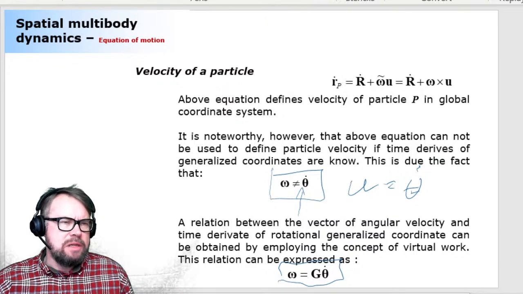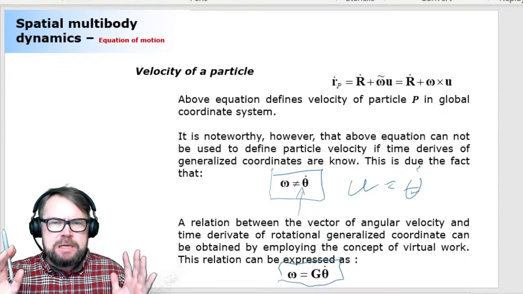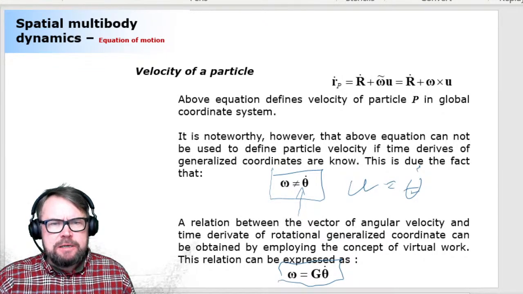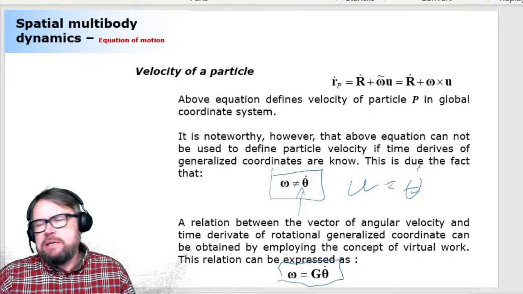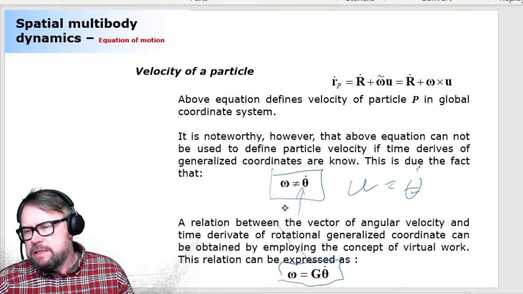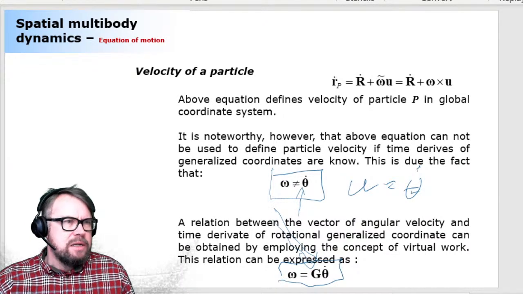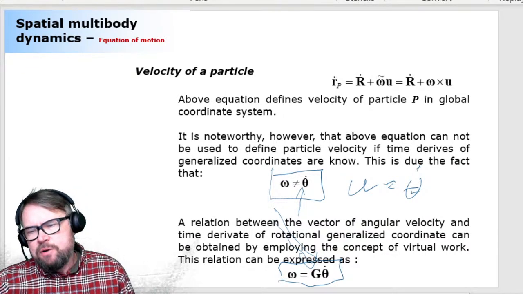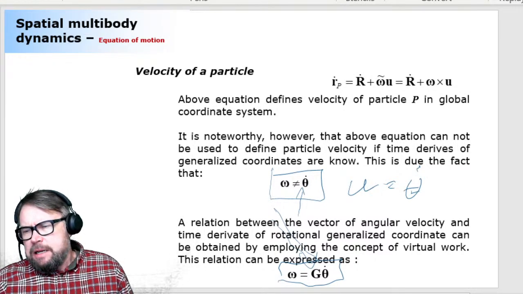How you can do that in detail, I have put in writing in the lecture notes, so you can take a look at that. But basically it comes from employing a concept of virtual work. It is a very complicated story, and maybe I'm unable to express it in short. But we do need this T matrix. T is something that maps generalized coordinates and angular velocity. Very important. And it's also very important because of a very simple practical reason.